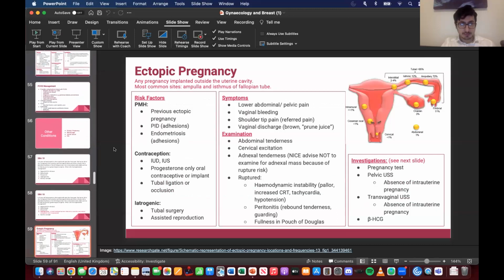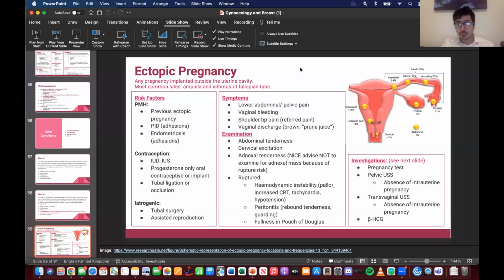Ectopic pregnancies are any pregnancy implanted outside the uterine cavity, most commonly the ampulla of the fallopian tube. Risk factors include having had a previous ectopic, PID, which has caused adhesions, and endometriosis, which also causes adhesions. The IUD and IUS also increase the risk, as does previous surgery. Symptoms: with ectopics, you can get lower abdominal pain, you can get bleeding. You also can get referred pain if there's irritation to the diaphragm, and that's shoulder tip pain. And you can get brown or prune juice vaginal discharge.